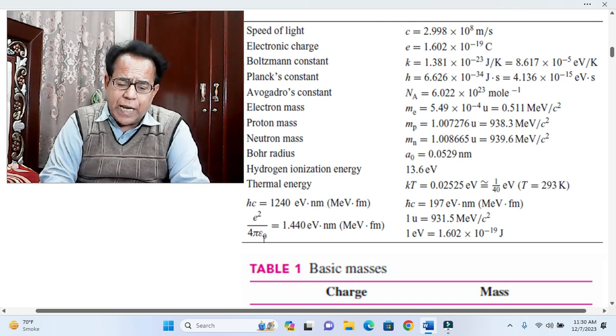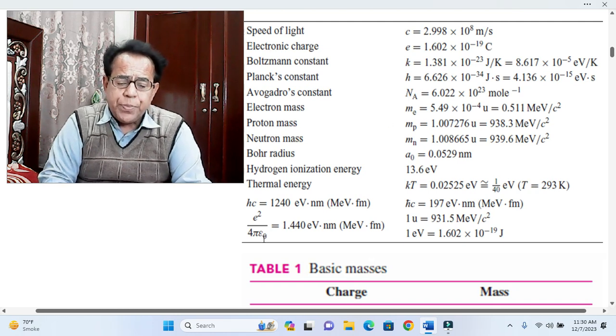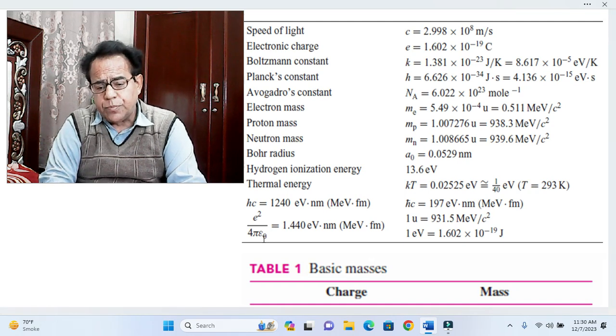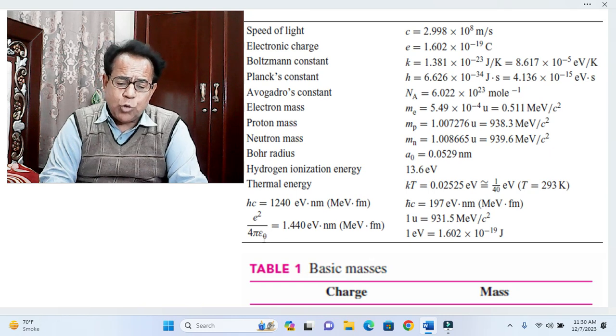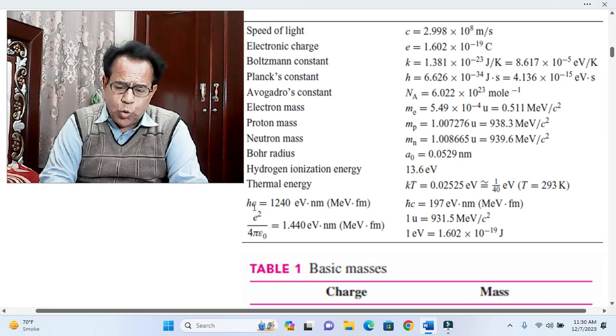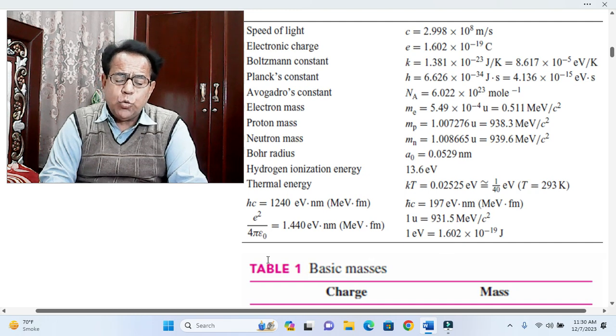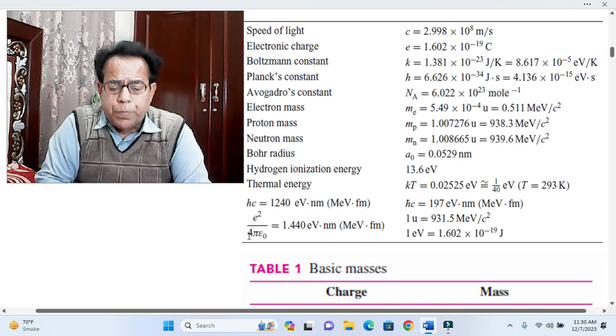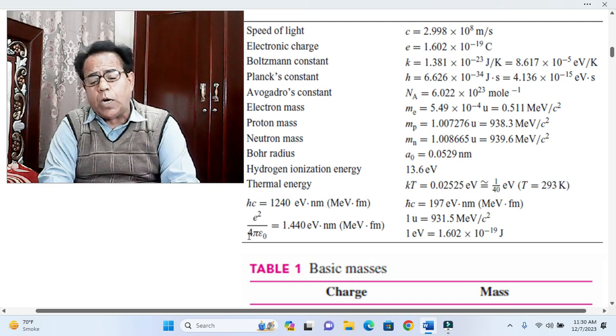For the value of epsilon naught, we will take another snapshot. In that snapshot we will see that the value of 1 over 4 pi epsilon naught is also given as a separate measurement. So in other words, dear students, while calculating e square over 4 pi epsilon naught, we have two alternate methods.